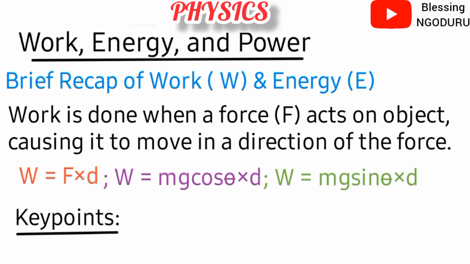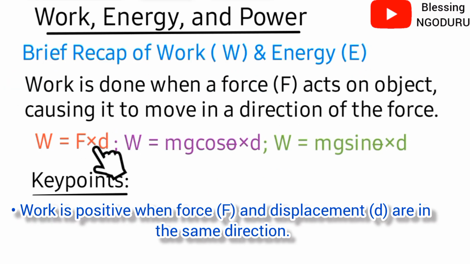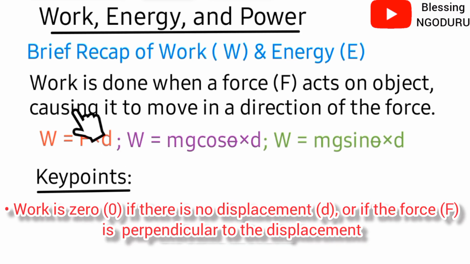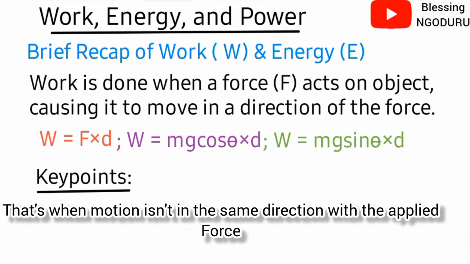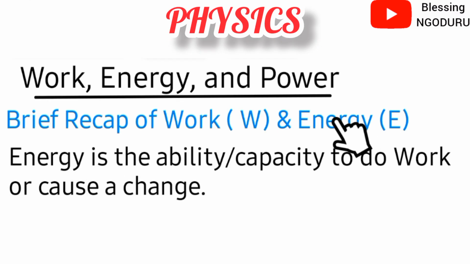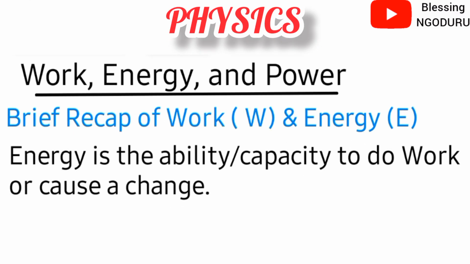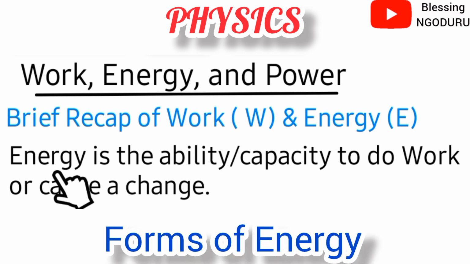Some key points. Work is positive when force and displacement are in the same direction. The second key point is that work is zero if there is no displacement or if the force is perpendicular to the displacement. That is when motion isn't in the same direction with the applied force. Let's look at energy. We did define energy in our previous video as the ability or capacity to do work or cause a change. And we say energy comes in various forms.